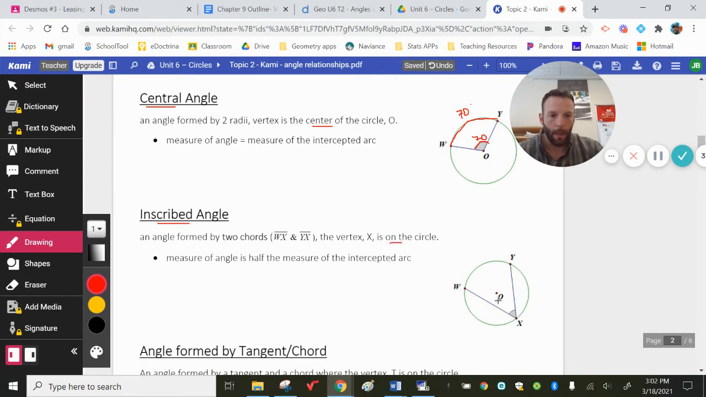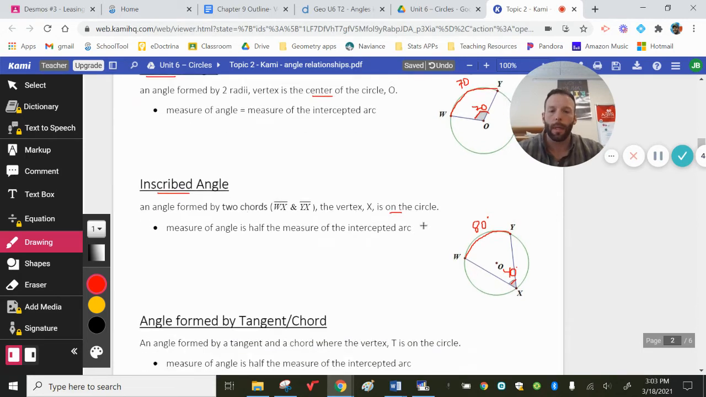Now the measure of this angle depends on the measure of the intercepted arc over here, except this time it can't be equal because it's not a central angle. Instead, the measure of the angle is exactly half the measure of the intercepted arc. So if this arc was about 80 degrees, 80 of the 360 degrees in the circle, that means the measure of this angle would have to be 40 degrees, because the measure of the angle is half the measure of the intercepted arc.